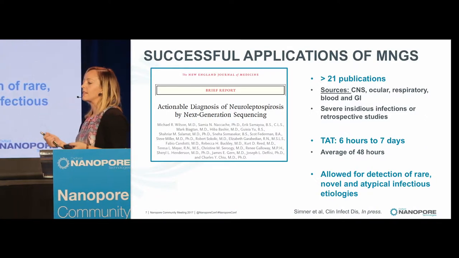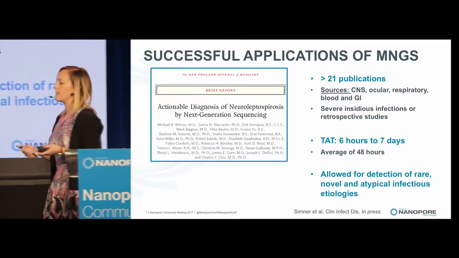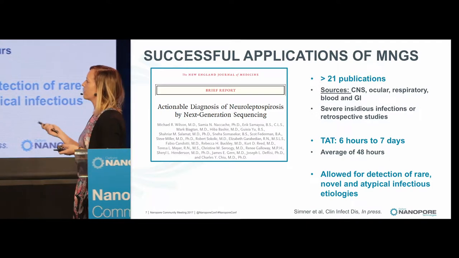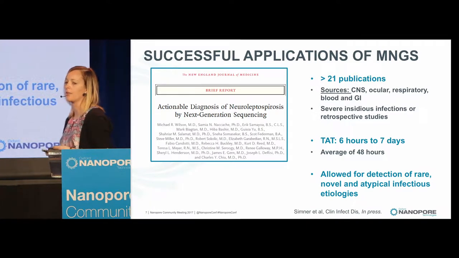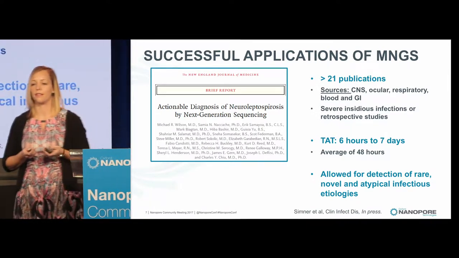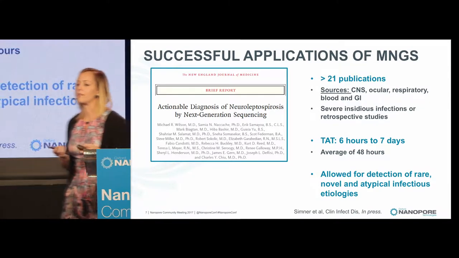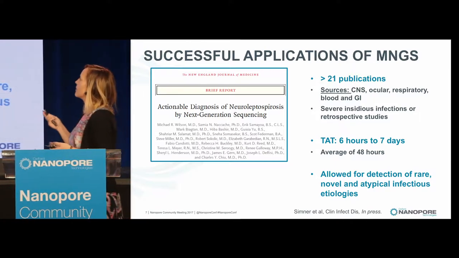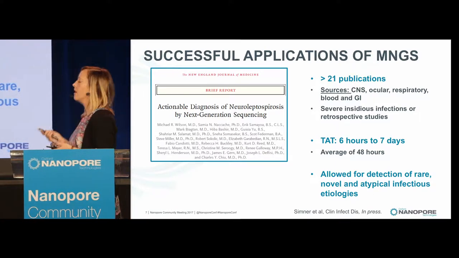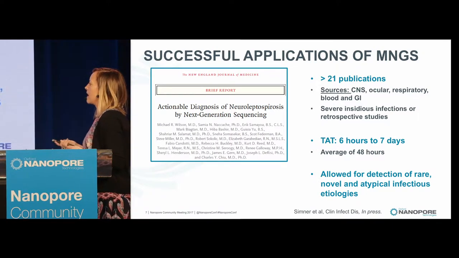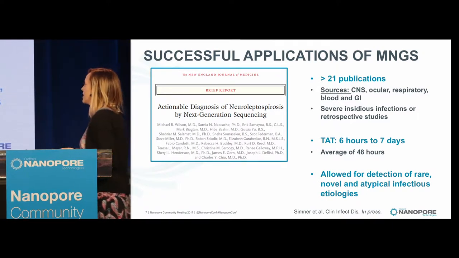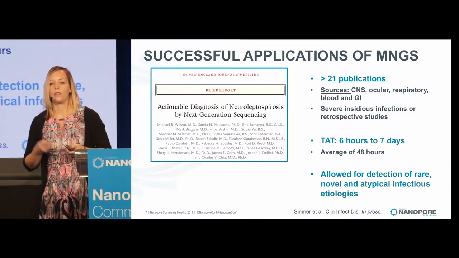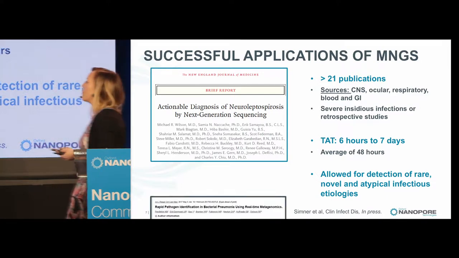And so there have been many successful applications of metagenomic next-gen sequencing in the literature so far. This really came to the forefront when Charles Chu's group published an actionable diagnosis of neuroleptospirosis in the New England Journal of Medicine. Since then, we've seen a whole bunch of different cases or retrospective analyses published from mostly central nervous system sources, but other clinical sources as well, that have allowed for detection of rare, novel, and atypical infectious etiologies.